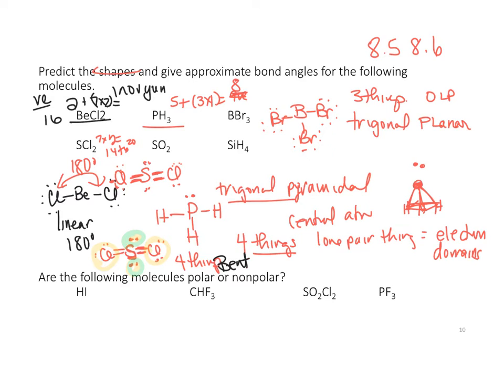What's going to happen is those lone pairs are going to hang up here, and they're going to push the Cl together. So what you want to do sometimes is just imagine what that would look like without those lone pairs, and that would be linear, and then it gets bent. SO2, we have 18 valence electrons.